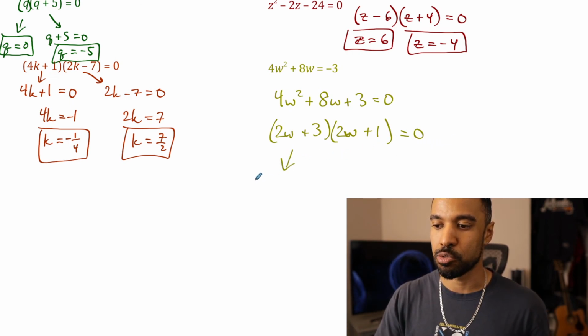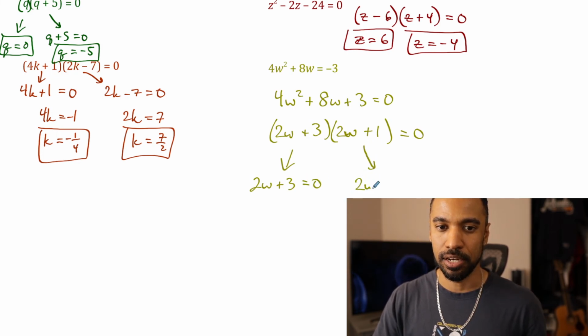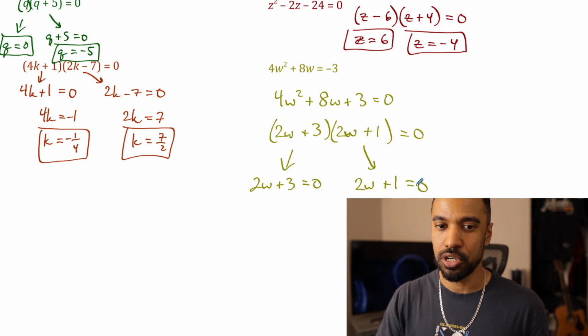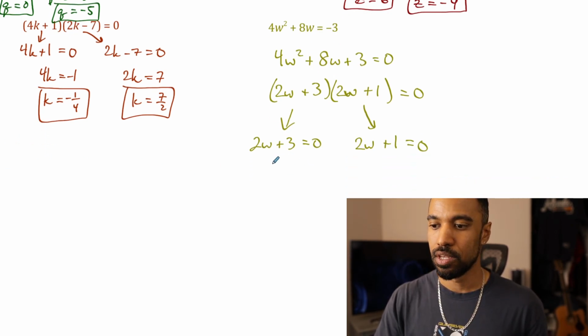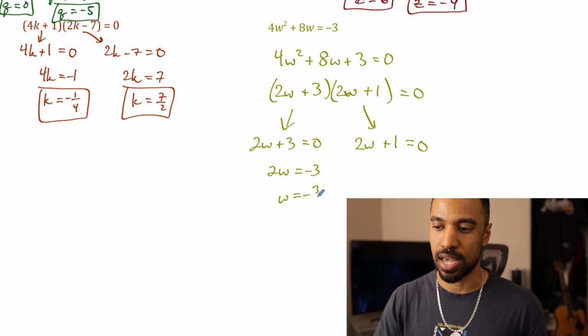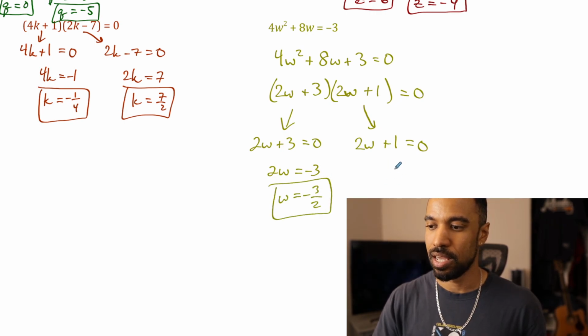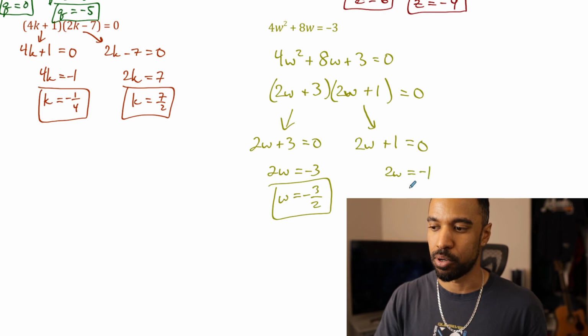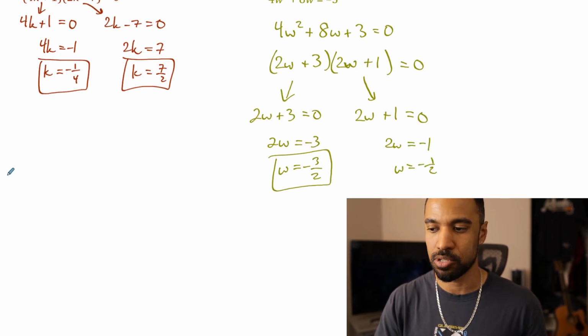Remember, at this time, it's probably best to actually set these two factors equal to 0 so you can solve from there. You got to do subtraction and division. You're only 2 steps away for each one. Subtract 3 from both sides, divide by 2 from both sides, and I get negative 3 halves. And then here, subtract 1 from both sides and divide by 2 from both sides, and I get negative 1 half, with my face in the way, I'm sorry. And that is your final answer there.